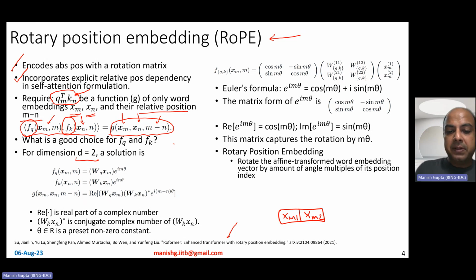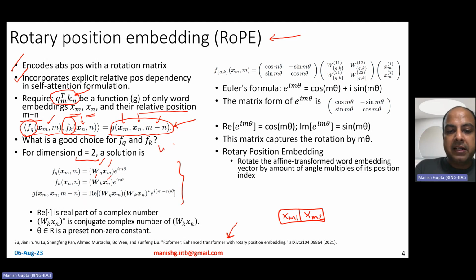Okay, so in this paper, I'm not going to go into those mathematical details now, but they say that if dimensionality equals 2, something that really satisfies this constraint, that the dot product should just be a function of the content at position M and content at position N, and the relative distance M minus N, is this. So essentially, this is how FK should be defined. This is how FQ should be defined. In fact, the way they should be defined is as follows. You should still have WQ and WK, and you should have XM and XN.